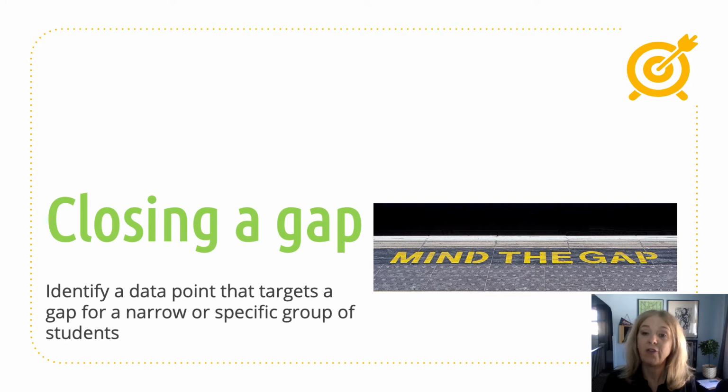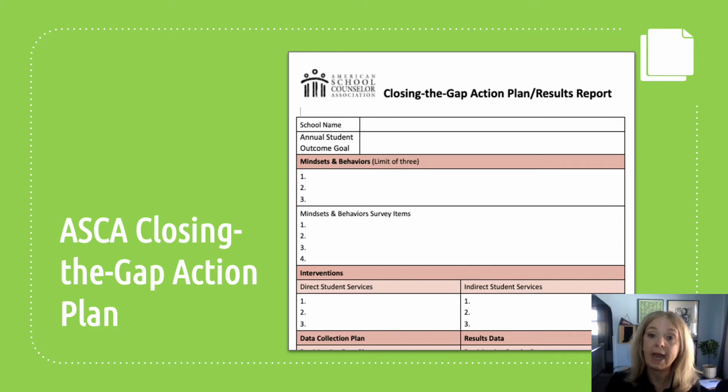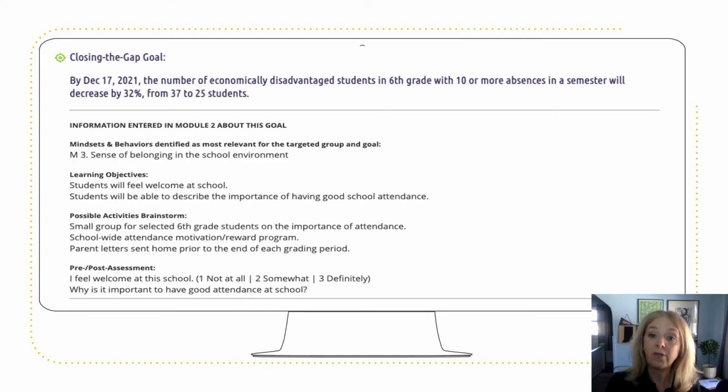When you identified your annual student outcome goals in Module 2 for your counseling program next school year, you identified one of those goals to help close a gap among a specific targeted group of students. We'll now create an action plan outlining the strategies, activities, and interventions you'll conduct next school year to address this goal for closing the identified gap. The action plan will also outline the data you'll collect to assess whether or not you've made an impact on closing that gap. In our system, you'll see the student outcome goal that you specified in Module 2 that would be your closing the gap goal.